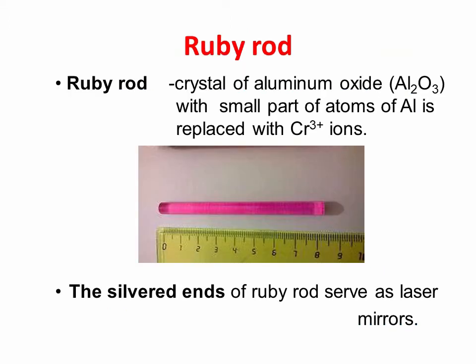Let us see how we get the ruby rod. The ruby rod is made up of alumina, that is aluminum oxide, with a small amount of chromium 3+ ions doped. In the presence of chromium, it appears pink in color. One end of the rod is 100% polished and the other end is 50% polished.